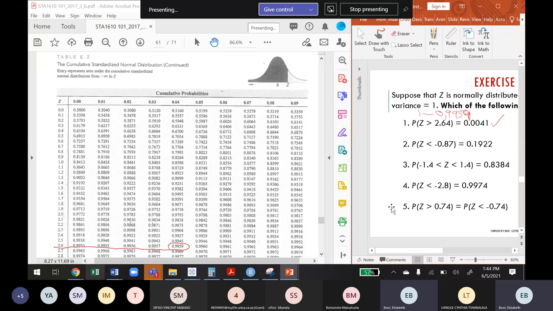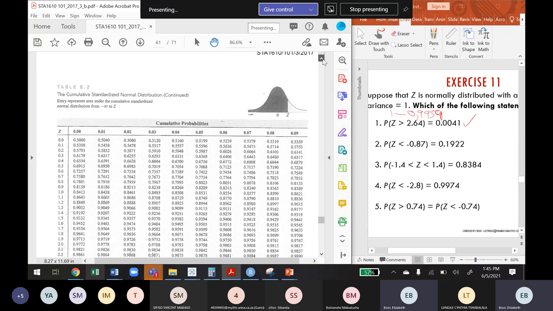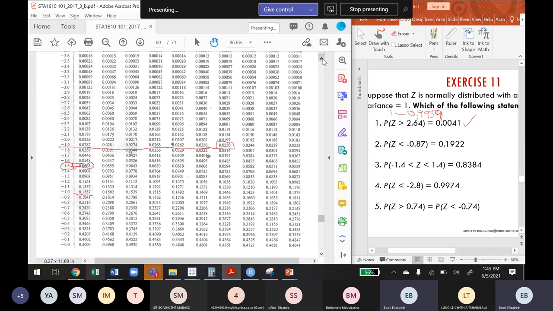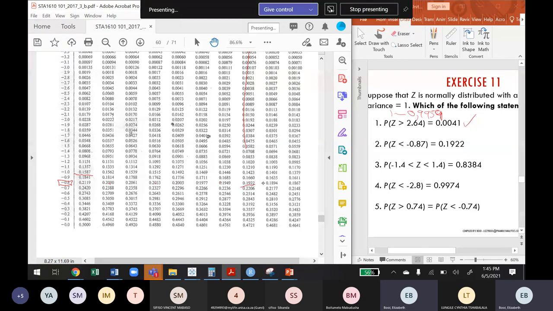So the next one says we need to find the probability of Z less than negative 0.87. So we need to go to the negative side table. We're looking for 0.8, which is just here at the bottom, and it's 87. So we need to count 0, 1, 2, 3, 4, 5, 6, 7. It should be in this column. If I go up, I should be in 7. Yes, it's in this column. So 0.87 is 0.1992. Since it's the less than, that is the correct answer.